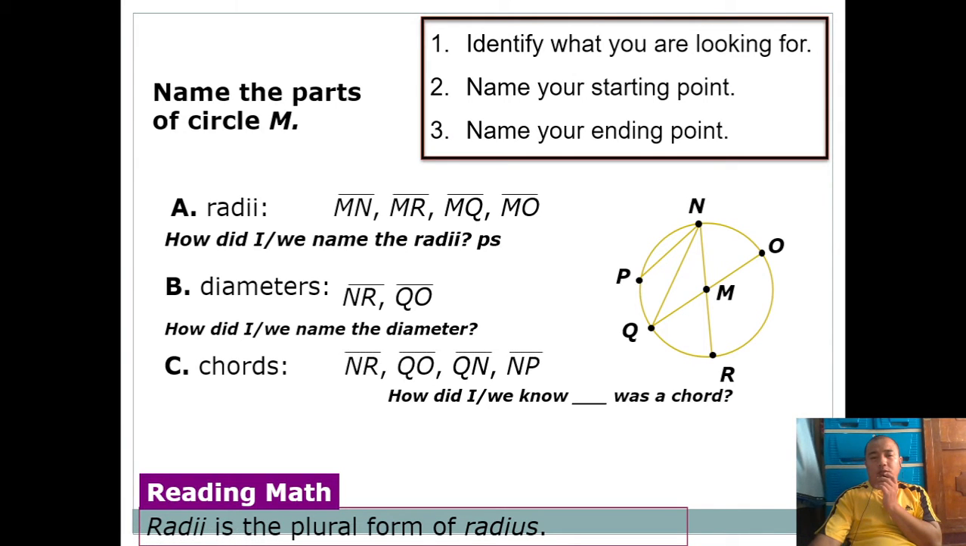How about the chords? We have the chords. NR also. NR is the diameter. Okay, it's the longest chord, so it's considered a chord because its endpoints are 2 points on the circle. Only it passes through the center. So NR and QO are considered chords. Another, QN and NP. Line segment NP and line segment QN are also considered as chords. Alright? Okay, radii is the plural form of radius, you know that.